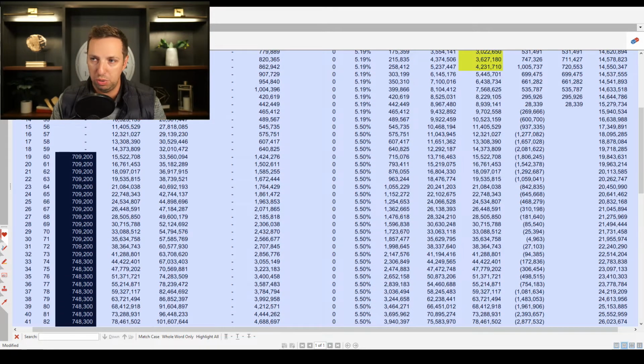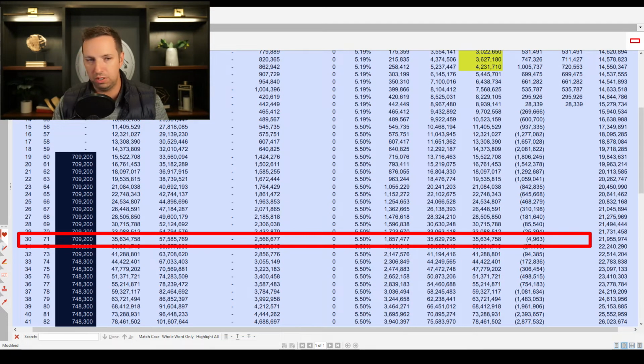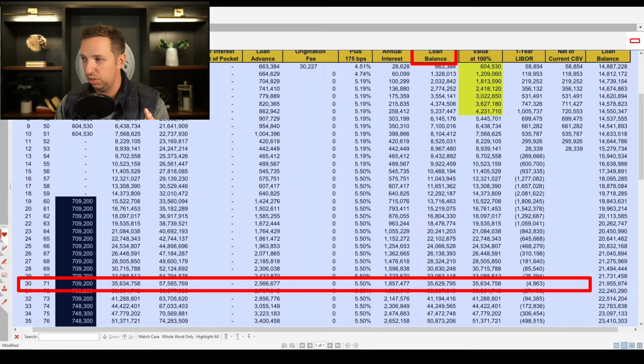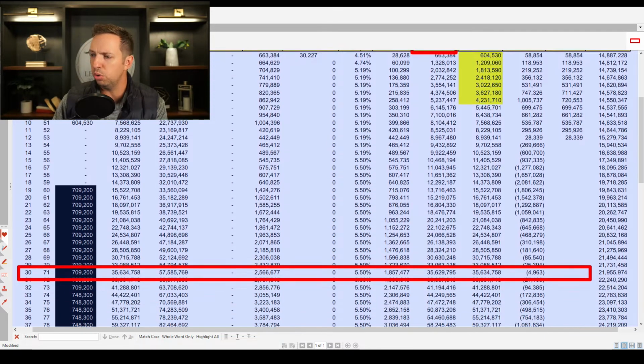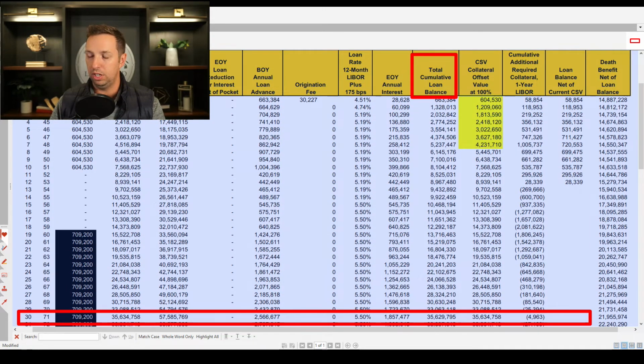So I want to show you how fragile this policy is just by keying in here on year 30. Okay, so we're going to key in on the values here in year 30, and I'll read them out to you because I know that there's a lot of numbers here on the screen. So our total loan balance in year 30 is $35,629,795. So $35.6 million is our total loan balance in year 30 there.